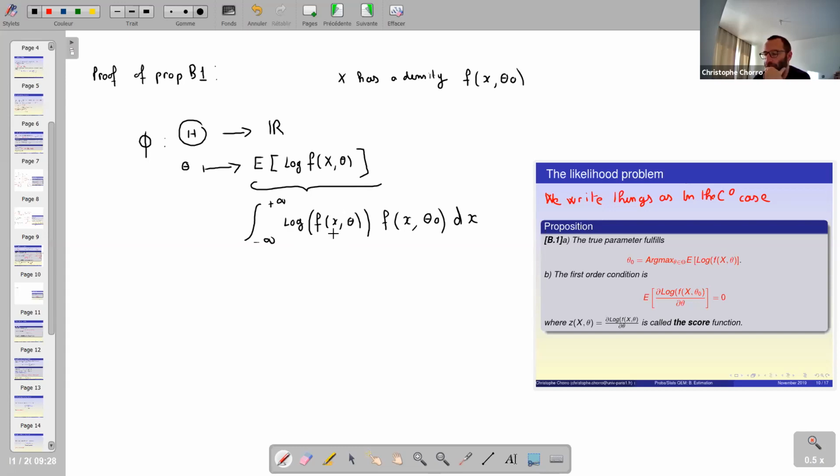And the idea is to write that, to see that in fact this one has a maximum at a point that is none other than theta 0, that is my parameter of interest. So if I want to study the max, I know first that I have to solve the first order condition. So we are going to try to compute the derivative of phi here. I want to compute it.